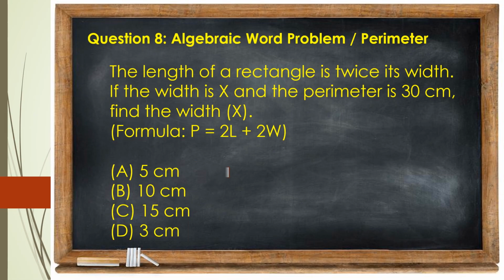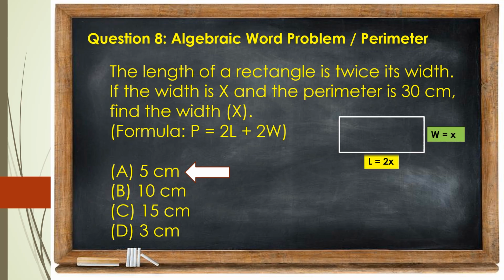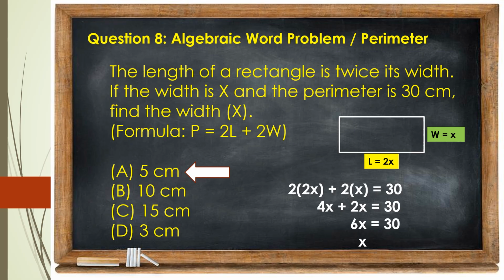The correct answer is A, 5 centimeter. Let's break down the formula. Perimeter means adding all four sides together. We are told the width is x and the length is twice that, which is 2x. The formula is 2 times length plus 2 times width equals perimeter. Let's substitute our values. 2 times 2x plus 2 times x equals 30.